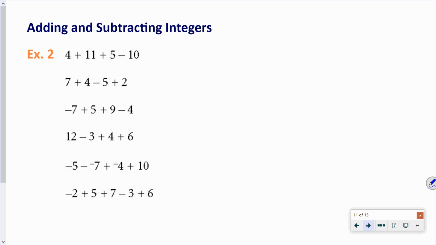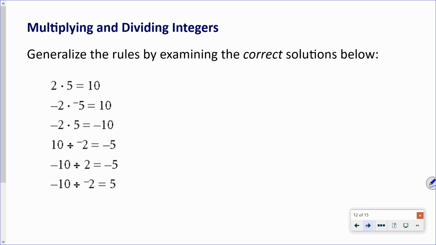I'm going to skip over this slide for the interest of time and get to multiplying and dividing. So just looking at these examples that are done, see if you can generalize a rule from these correct answers. When I have +2 times +5, I get a +10. And when I have a -2 times -5, I also have a +10. So both of these ended up being positive. Then I see this example. I got a -2 times 5, and the answer is -10.